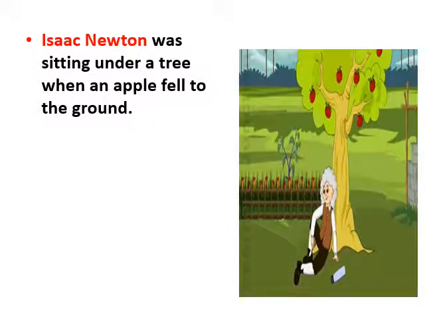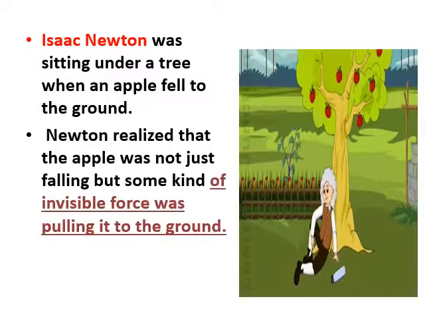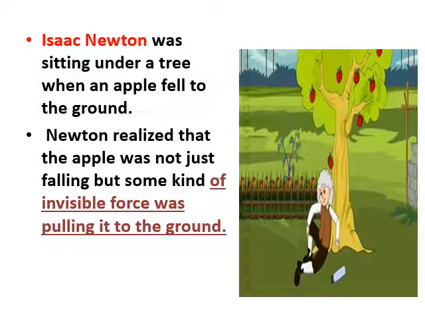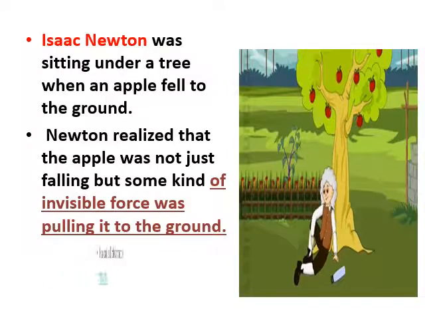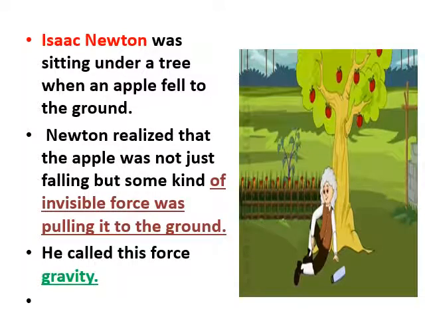So Isaac Newton was sitting under a tree when an apple fell to the ground. Newton realized that the apple was not just falling, but some kind of invisible force was pulling it to the ground. He called it gravity.